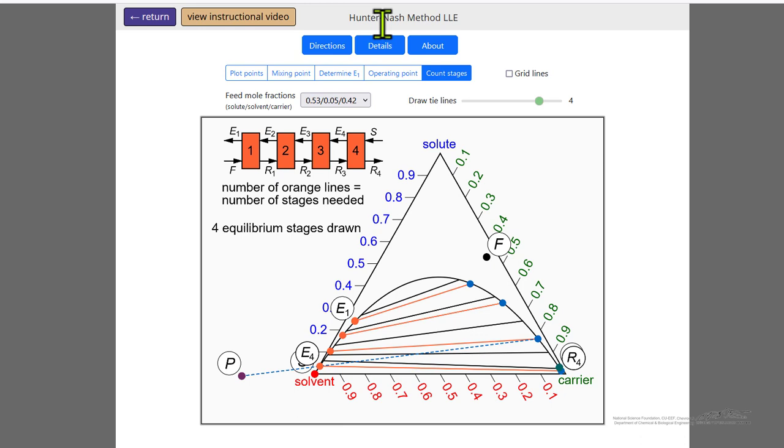So liquid-liquid extraction allows us to remove a solute from one phase and transfer it to another phase. And this Hunter-Nash method is a graphical way of determining how many stages we need for the desired separation.